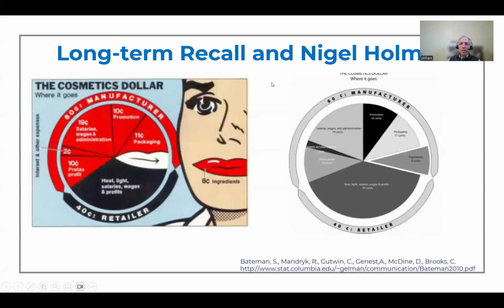Here's another one. These are the ones that they used. So they use one like this on the left. This is where the cosmetic dollar goes, manufacturing versus retailing. And here it is in a bar chart. Now this is hard to read. Presumably the subject saw something that was easier to read, but this is just a flat bar chart.